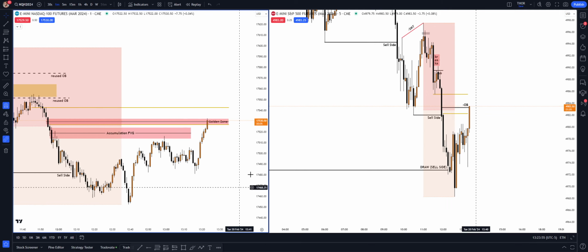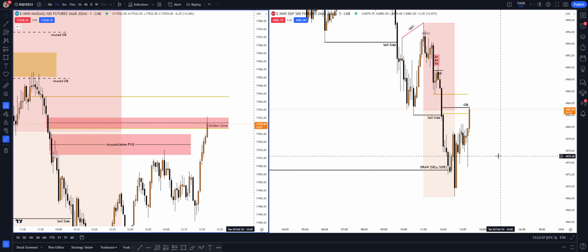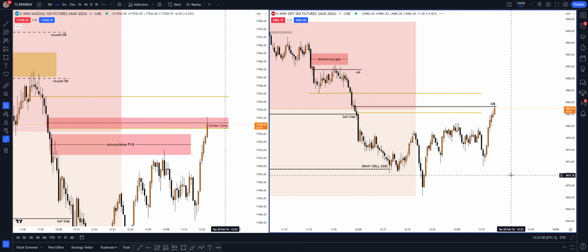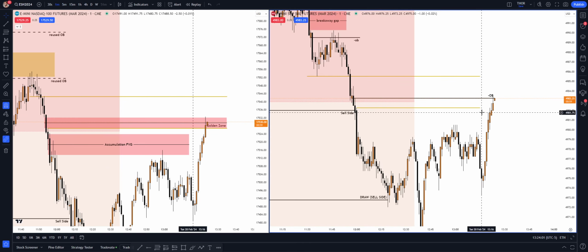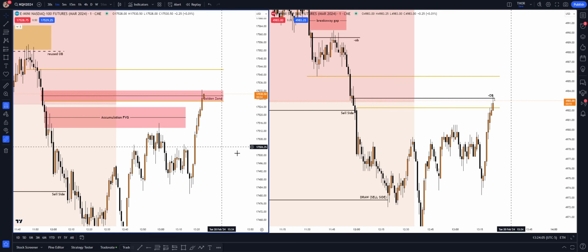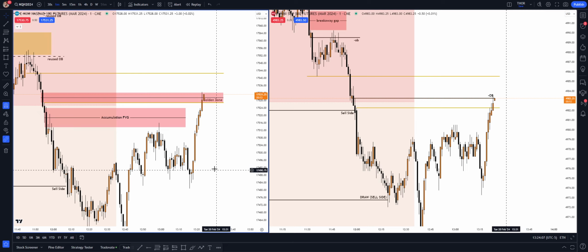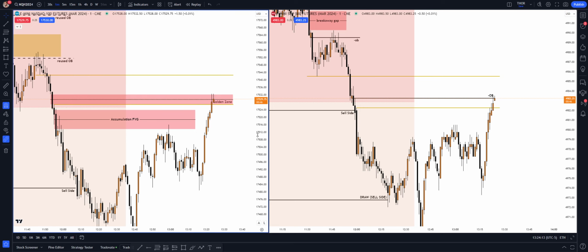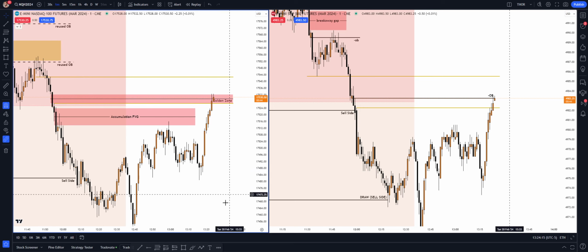Alright, now we are in the golden zone. ES trading into 1 minute order block. Nasdaq is at the fair value gap. Let's see what's gonna happen here. Now, one thing, unless we get an SMT divergence at these levels, there's no reason for us to go short, right?